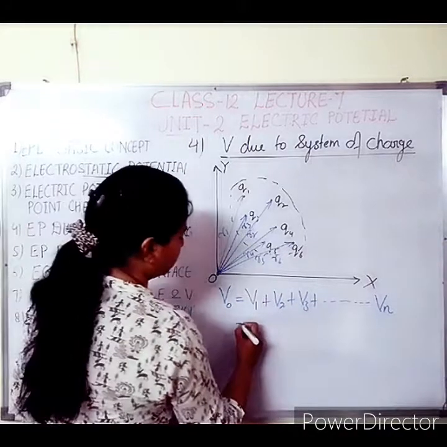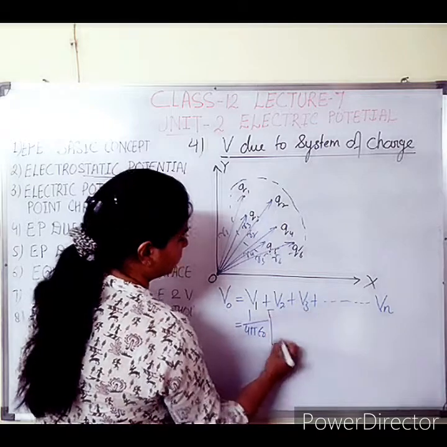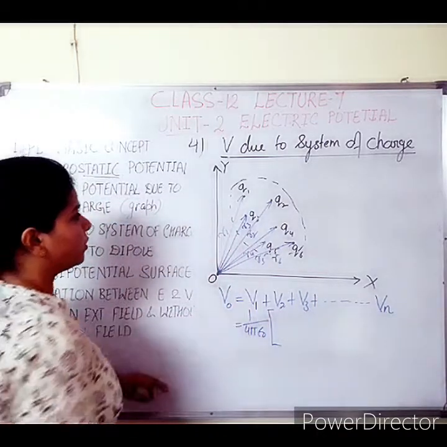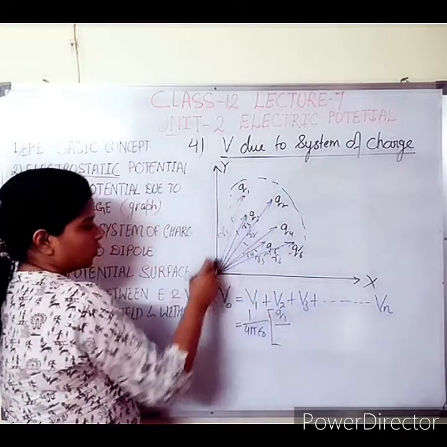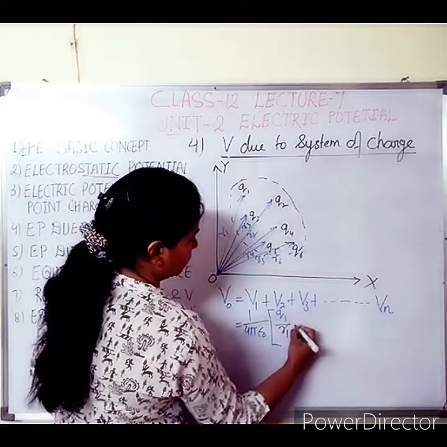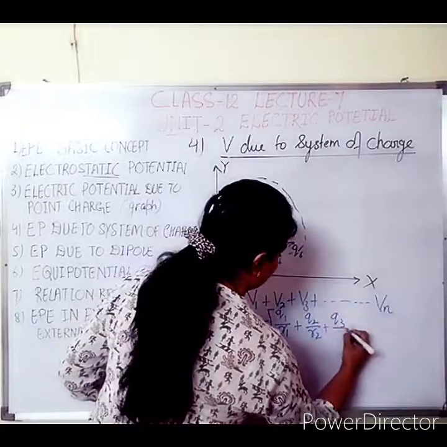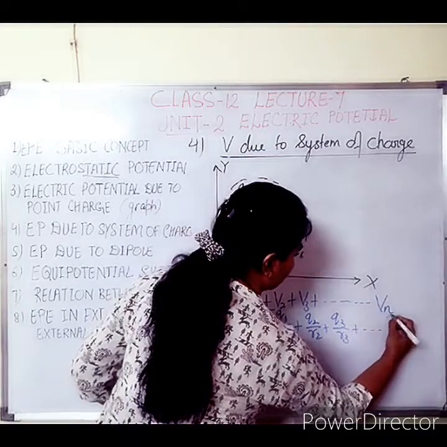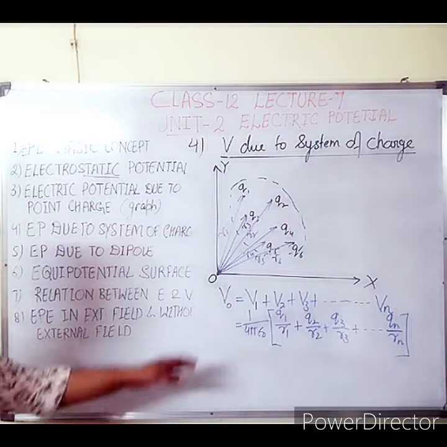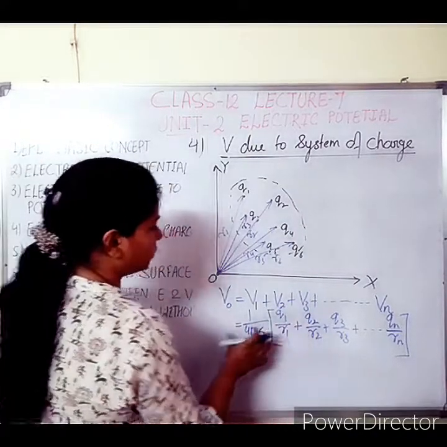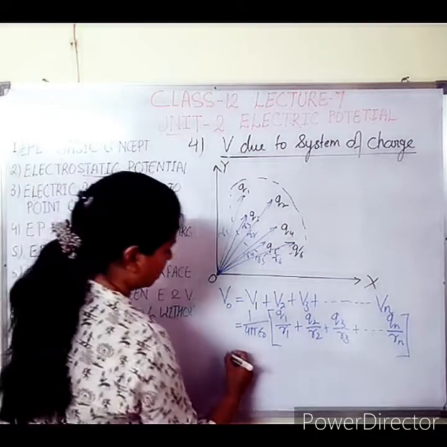So we will write the formula one by one. 1 over 4 pi epsilon naught is the constant value for the first potential V1. We will write down the source charge as Q1 and the distance of the source charge from point O as R1. For the second, Q2 over R2. For the third, Q3 over R3, and so on, Qn over Rn. This is the combined formula for electric potential at point O due to a system of charges.